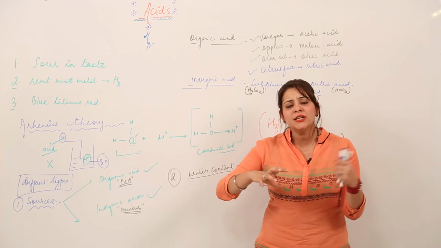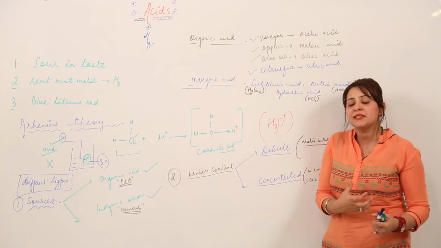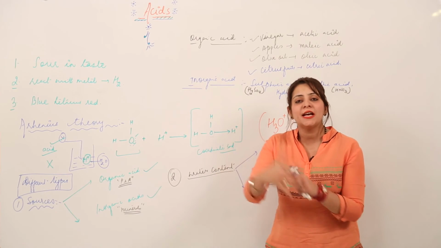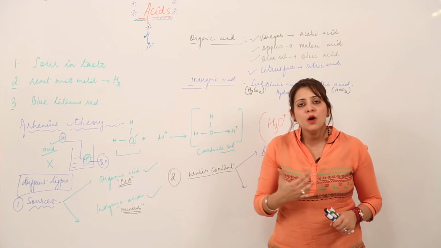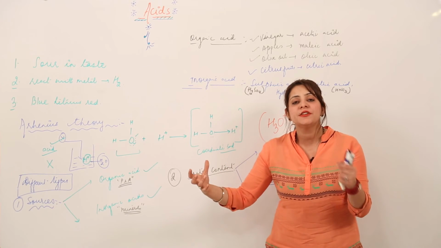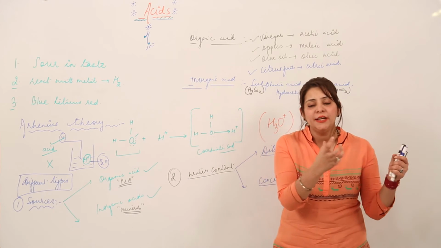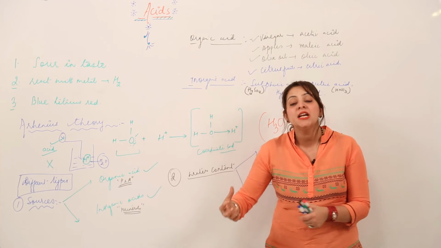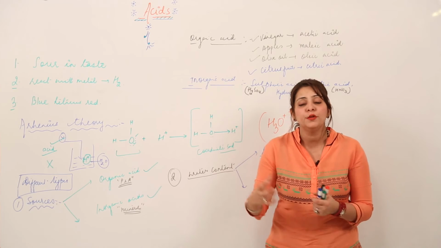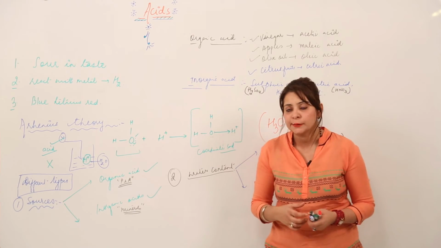So it is not specified that hydrochloric acid exists only as dilute acid or only as concentrated acid. Any acid can be made dilute or any acid can be made concentrated. It is our wish what percentage of acid and what percentage of water we use to make an acid. So any acid can act as dilute or concentrated, just based on the amount of water and the amount of concentration we are using to make it.